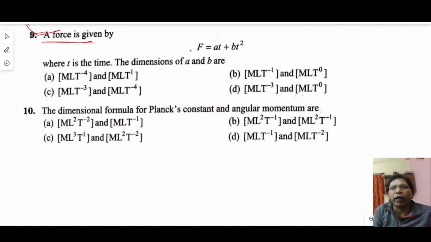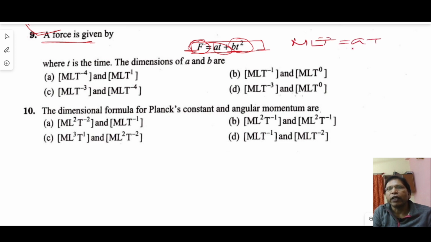A force is given by F equals AT plus BT^2. So, look at this. This is an added term. So added terms have the same dimension. That is, dimension of force is equal to dimension of AT. Dimension of force equals dimension of BT^2. Therefore, dimension of force MLT^-2 equals dimension of AT. Therefore, A has dimension MLT^-1. Look at this. MLT^-1, that is the only option. Okay. So this is correct.